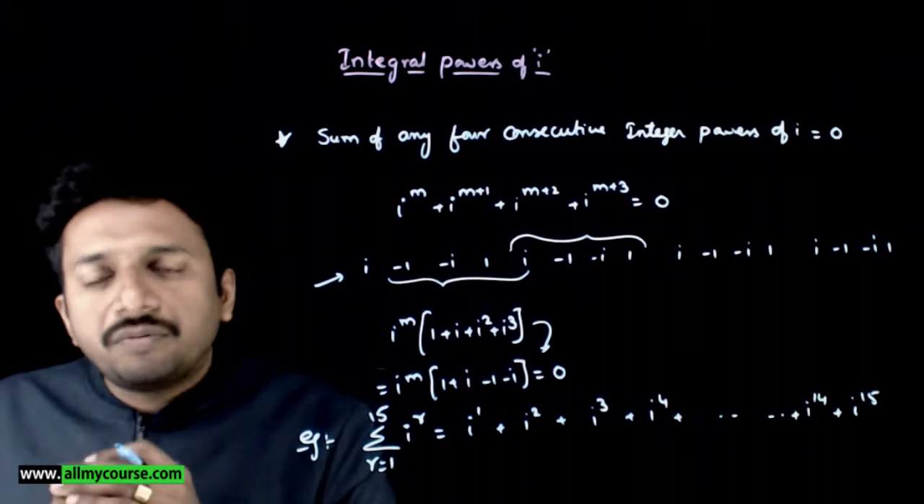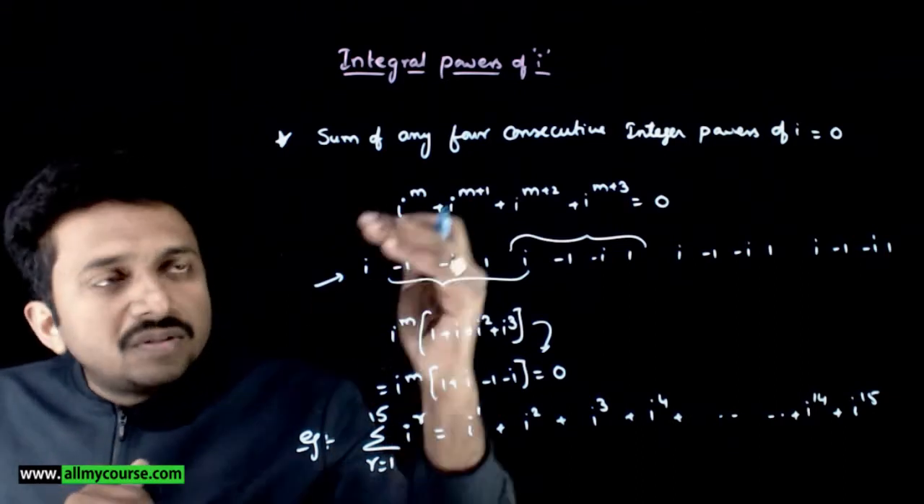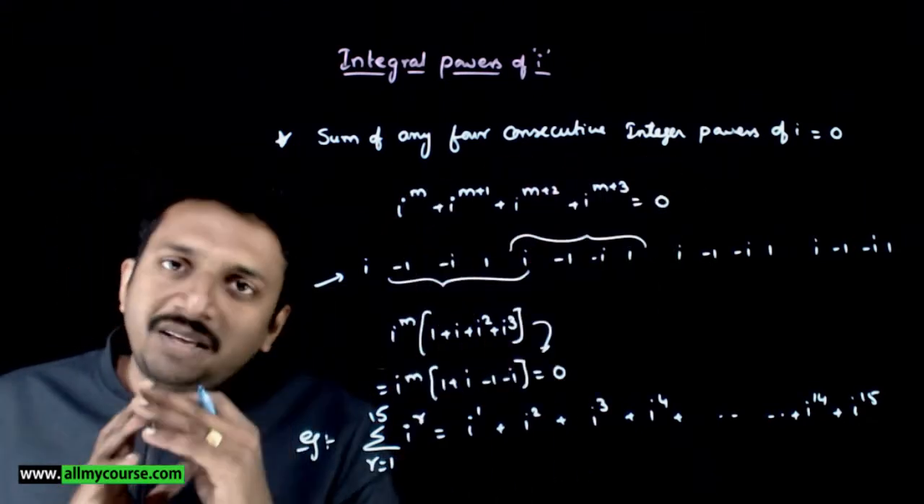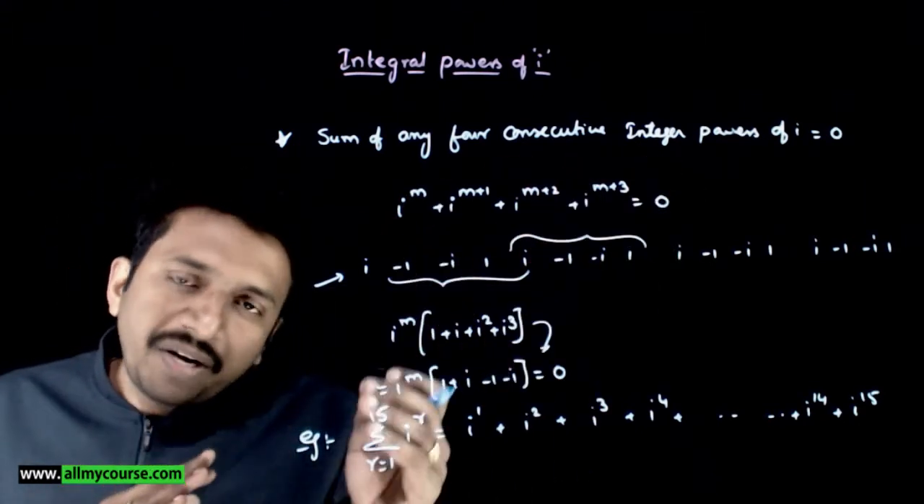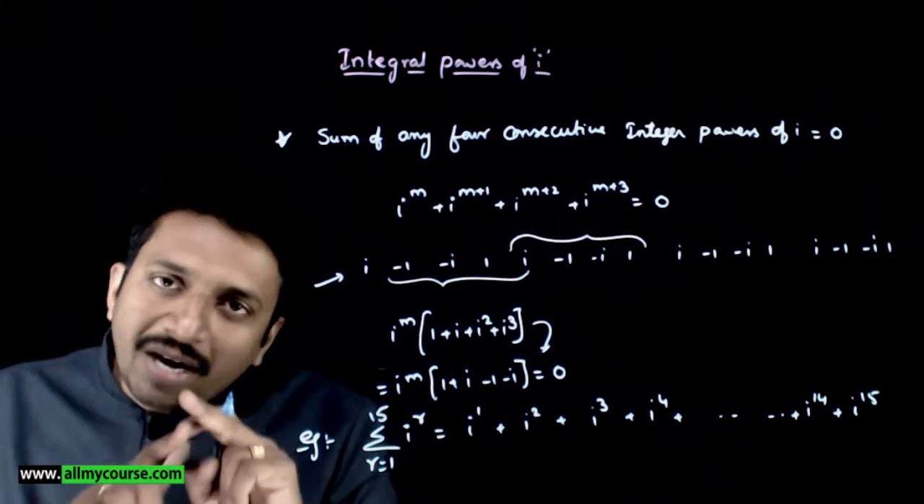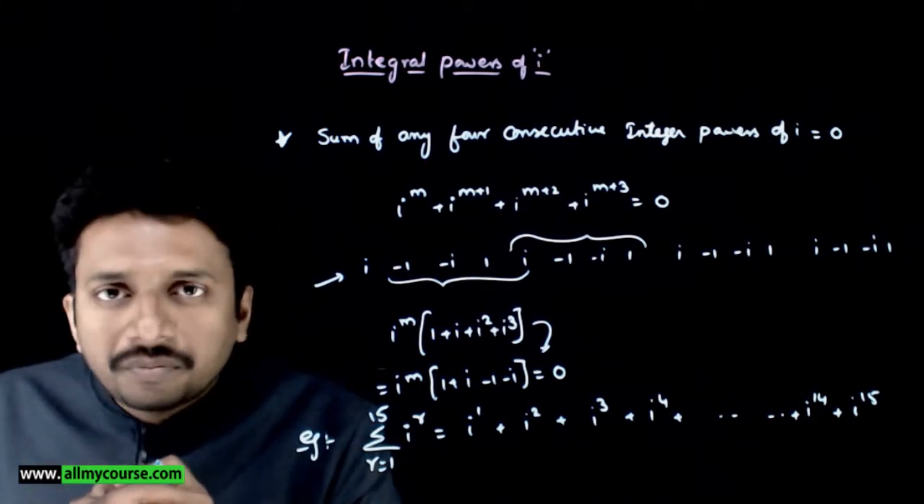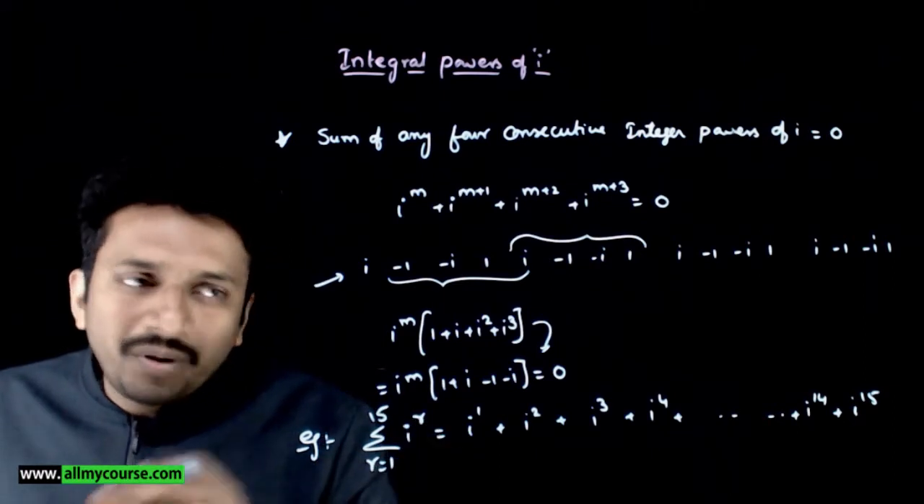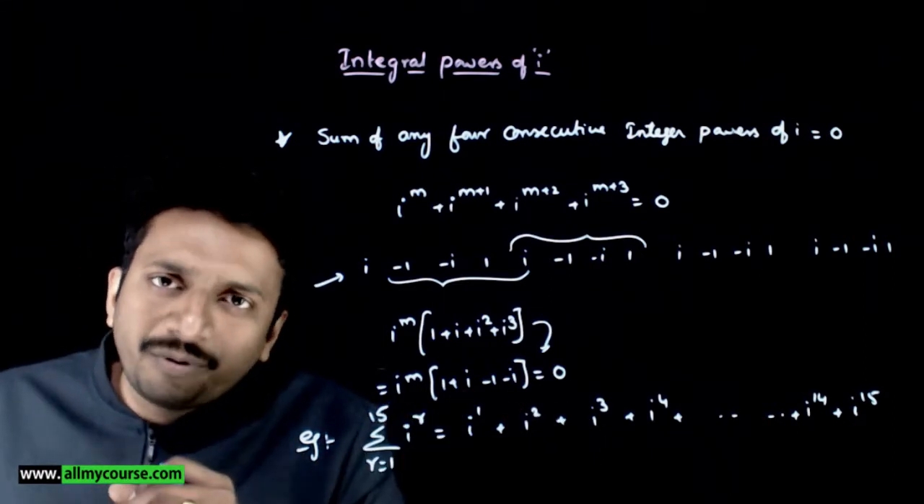Now what is the sum of this? So you can use this property. Sum of any 4 consecutive powers of i is equal to 0. Now how many terms does this have? It has 15 terms, right? So if you try to pair them into sets of 4, will it give you a complete pairing? No, because 15 is not a multiple of 4.